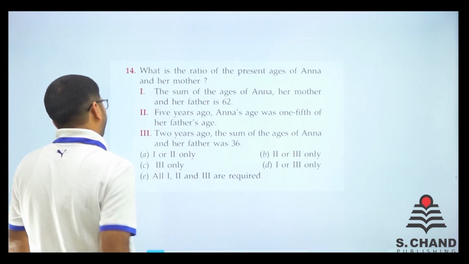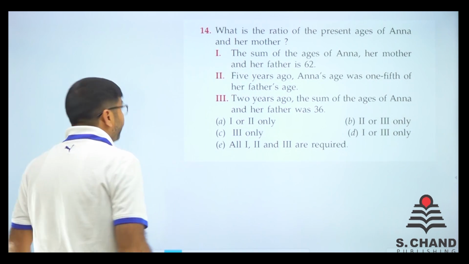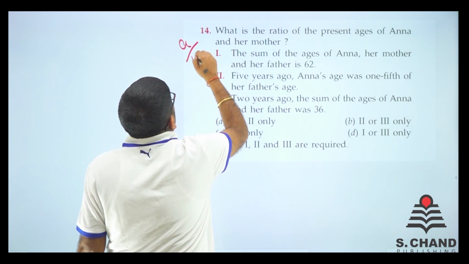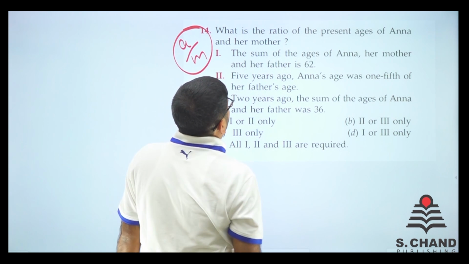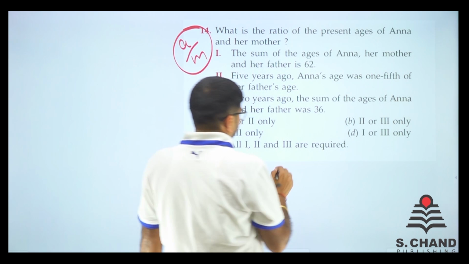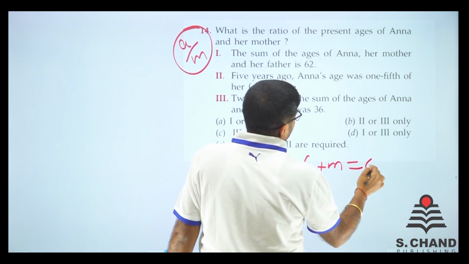क्वेश्चन नंबर 14. Question 14 क्या कह रहा है? What is the ratio of the present age of Anna to her mother? Anna and mother का ratio चाहिए. The sum of the ages of Anna, her mother and her father is 62. First says Anna, father, mother 62.